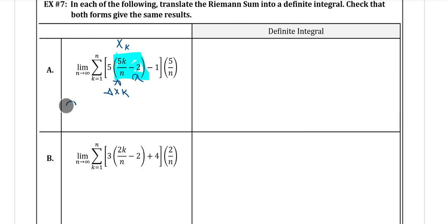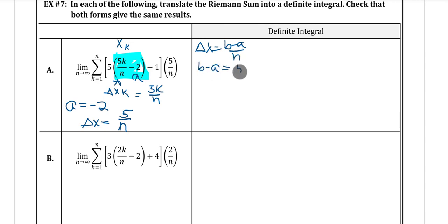So we can see that a is equal to -2, and our delta x k is going to equal 5k over n. So we can see that our delta x is 5 over n. Now what do we need to know that for? Because we want to work backwards to get b. So we know delta x is b minus a over n. So our b minus a has to equal 5. So we have b plus 2 has to equal 5 because we had a of -2. So b is going to equal 3.